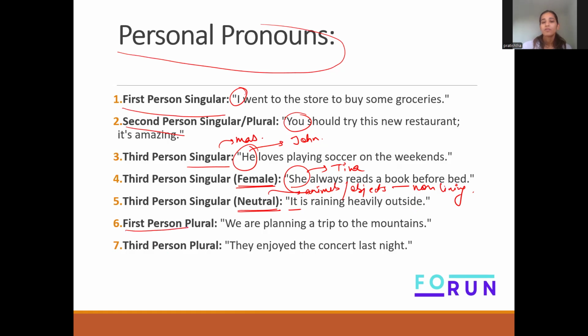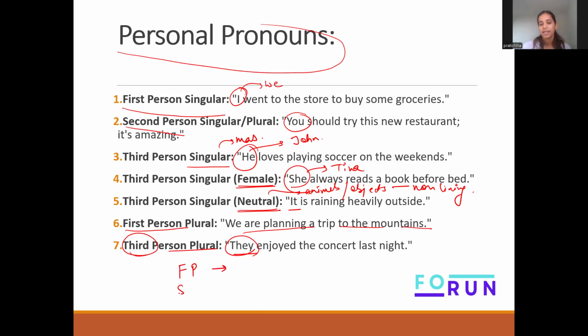Then you have first person plural. Again, I talked about we here. We are planning a trip to the mountains. And third person plural is they, right? They. So they enjoyed the concert last night.